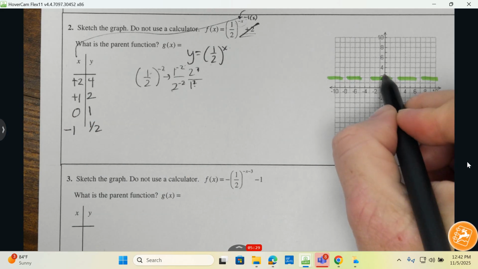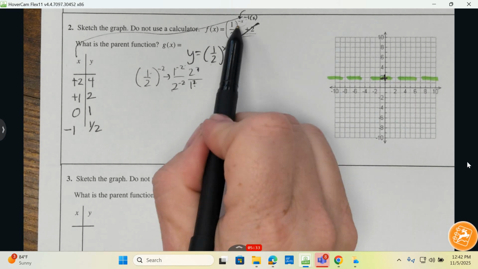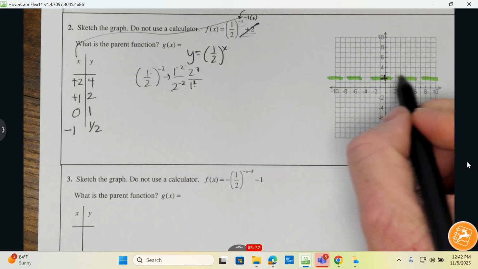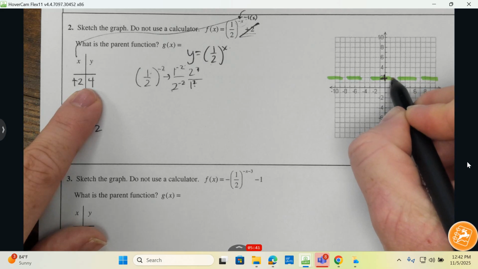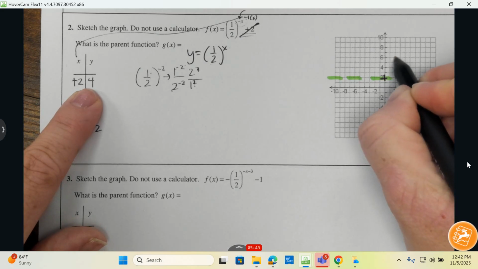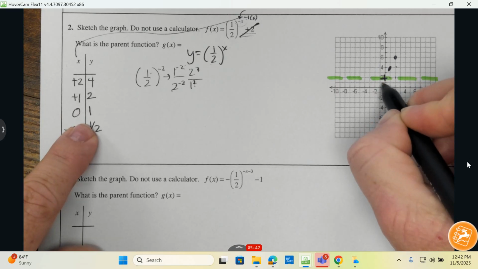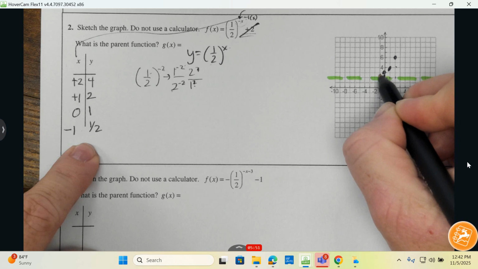All right, so here is my new origin. There is no horizontal shift. It's not like negative x plus 2, right? It's just negative x. So here's my origin. I'm going to go right 2 and up 4 from here. Right 2 and up 4. Then I'm going to go right 1 and up 2. I'm at 0, 1, and I'm at negative and a half.